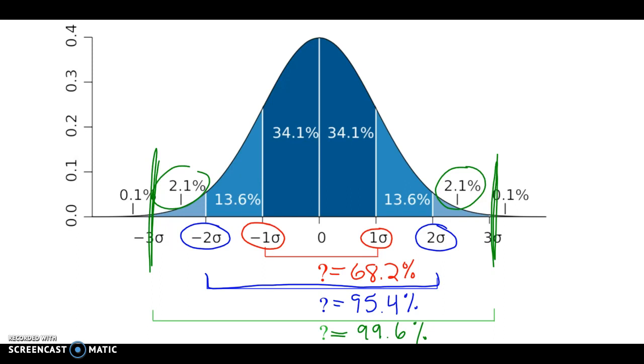Why do you think it doesn't go past that? There it is. Yeah, what do you think? It's a really, really tiny number. So have you guys ever heard of an outlier before? Remember of an outlier? It's an outlier.